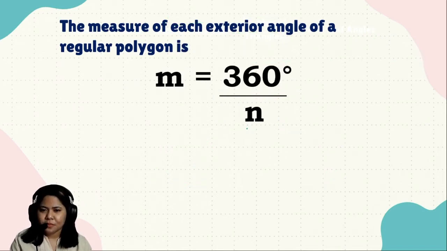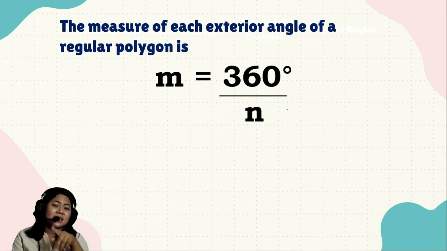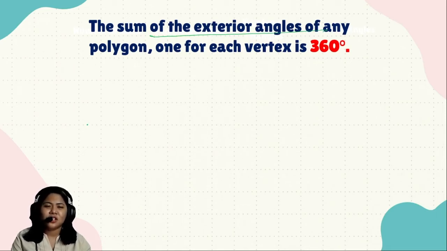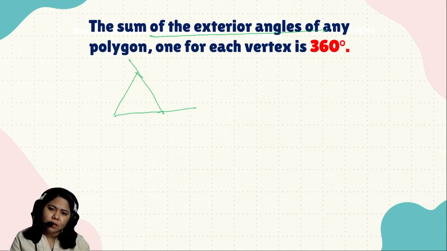Okay? Next. The measure of each exterior angle of a regular polygon is 360 degrees divided by n. And teacher, bakit 360 degrees? Kasi lagi niyong tandaan, the sum of the exterior angles of any polygon, one for each vertex, is 360 degrees. So, kapag may triangle ako, pinahabaan ko yan. Yang mga yan. Ang measure ng exterior angles nila, kapag inadd ko, 360 yan.